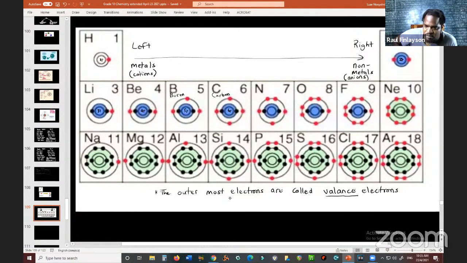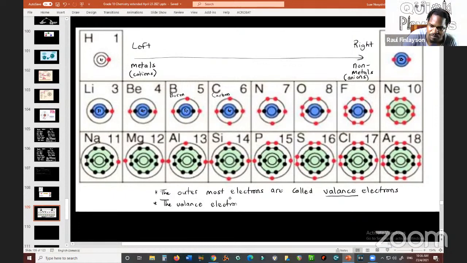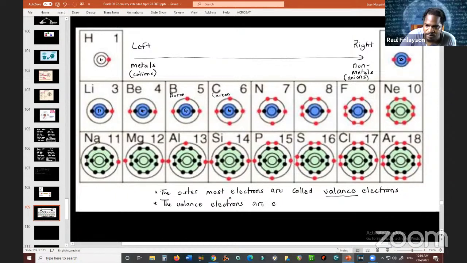Now, the next thing, what are these good for? Valence electrons are used to communicate with other elements, by exchanging them. So the valence electrons are exchanged between atoms in many cases.